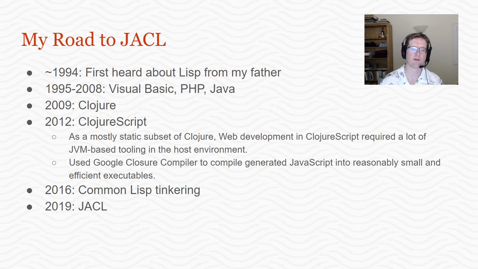I returned to Lisp in a big way in 2009 when I learned about Clojure, and I started to use Clojure professionally. And a few years after that, I was involved in an effort to create something called ClojureScript, which was a variant of Clojure that compiled to JavaScript instead of to the JVM, but still emphasizing functional programming.